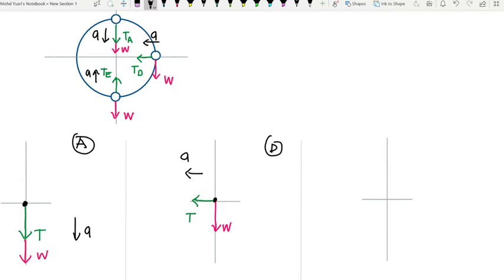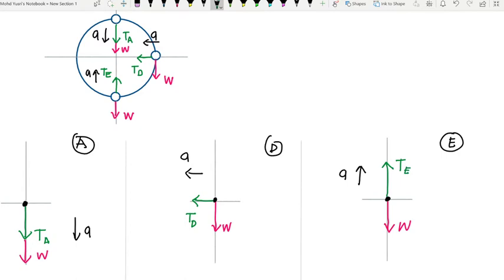Dan pada point E pula, tension ke atas. Ini apabila bola tu berada di bawah, tension akan tunjukkan ke atas sebab tension sentiasa menunjukkan arah center. Tali tu ada di center lah. So tension ke atas dan juga weight ke bawah. Acceleration always towards the center. Sama dengan tension. So itu 3 free body diagram bagi point A, point D dan juga point E. Point A, TA, point D, TD dan point E, TE.